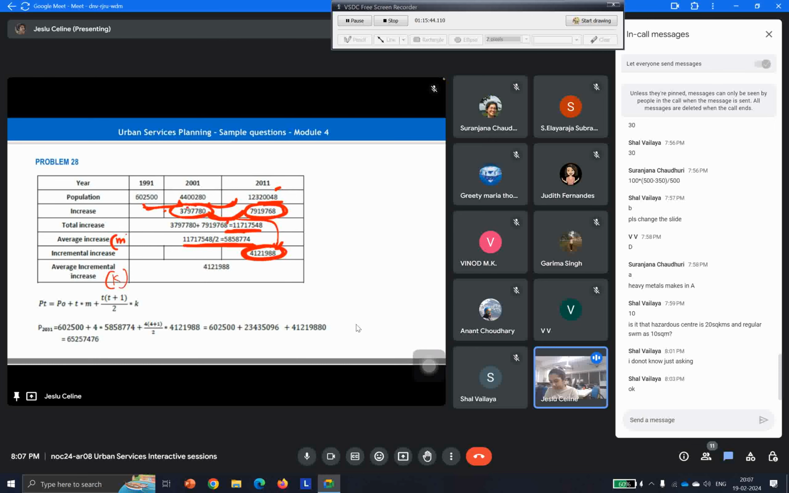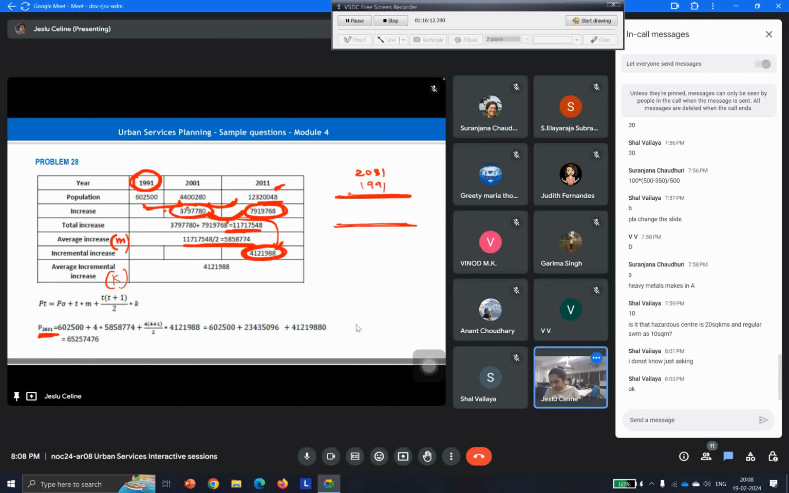So plugging in the values for 2031, now we're taking 1991 as a base year, which means 2031 minus 1991. How many decades are there? We need to calculate that. Whereas if we were taking 2011 as the base year, then the time duration would also change based on that.